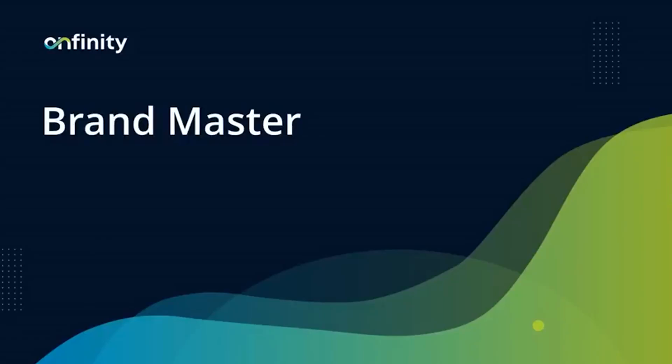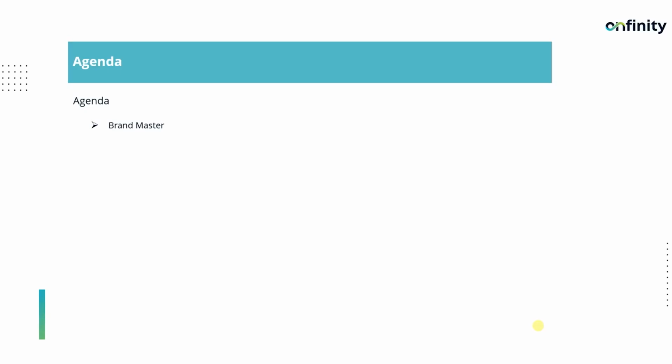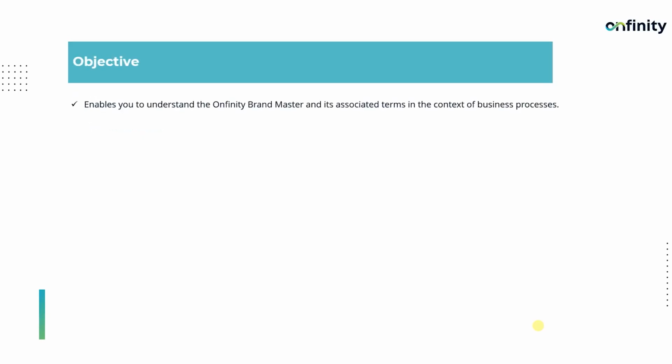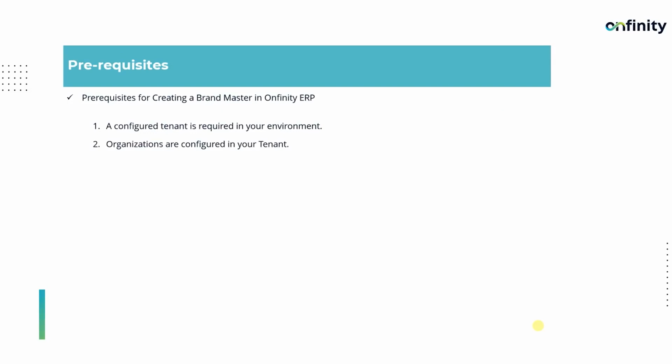Hello, everyone. In this session, the focus is on understanding the brand master in the Onfinity ERP system. The objective is to explain the concept of brand master and how it is used in the context of business processes. The prerequisite for this is a configured tenant in the environment. Organizations must be set up in the tenant.